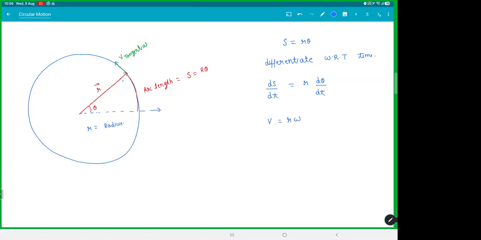So this v is what? This is the tangential velocity, because the s is the tangential distance. When you differentiate, you get tangential speed. This is the vector form, everyone. So v tangential is given by omega bar cross r bar. That is a cross product. This is the relation between tangential velocity and omega. This is not the full velocity, only the tangential velocity.